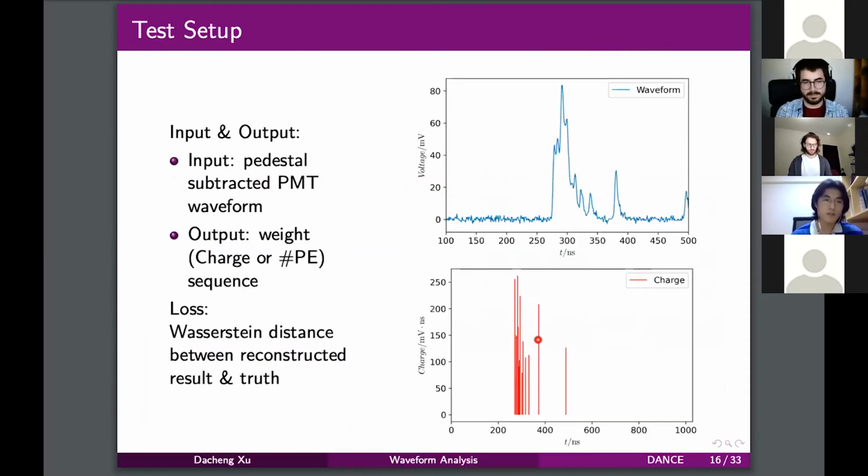Okay, and before taking a deep look into all the methods, we need to define the input and output. The input is a pedestal-subtracted PMT waveform, as shown here. And the output is a charge or PE number sequence, as shown here. And the loss we use is the Wasserstein distance between the reconstructed result and the truth.